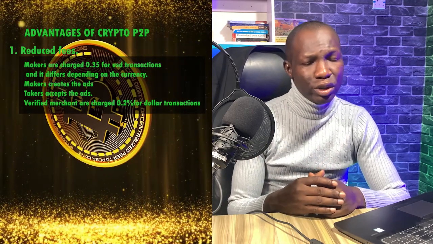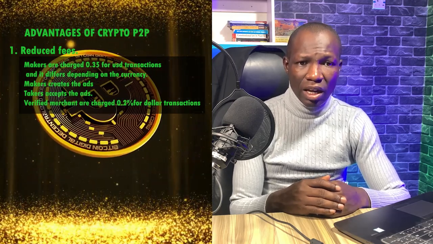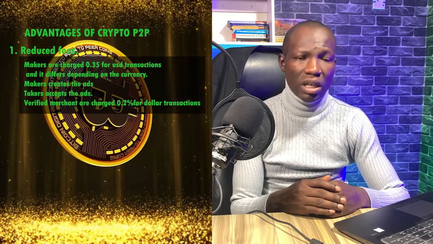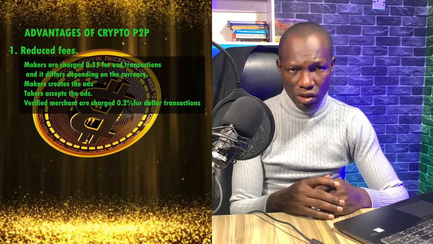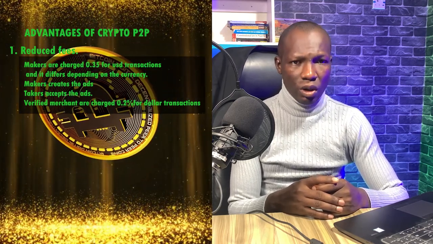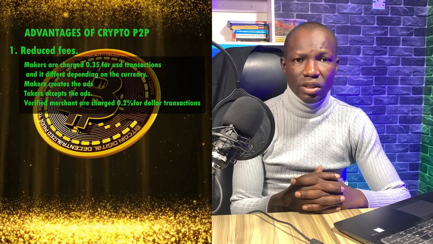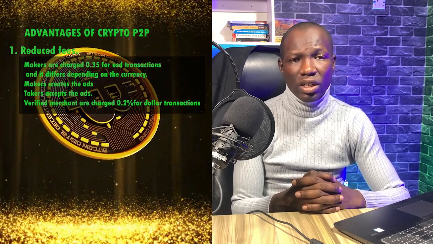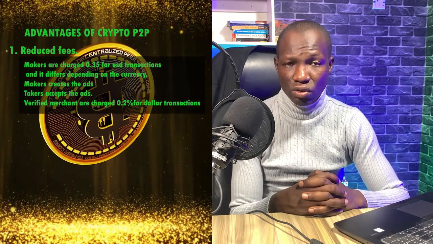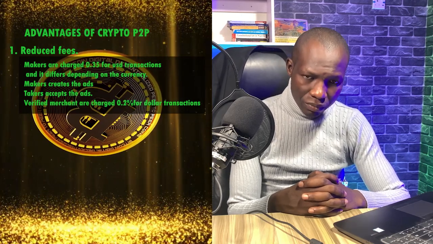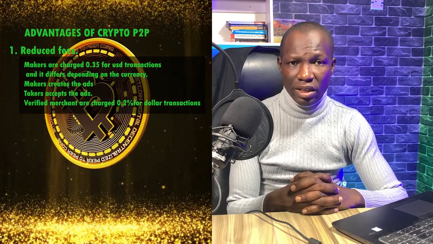And for us, because I'm talking about making money from P2P crypto, you are going to be a maker, not just a taker. Sometimes you'd be a taker on Binance, but most of the time you must be a maker to make so much money from crypto P2P. If you are a maker, you will be charged 0.35% to create your ad. And if you are a verified merchant, you are paying 0.2%. So by so doing, you reduce your fees and you make more money.